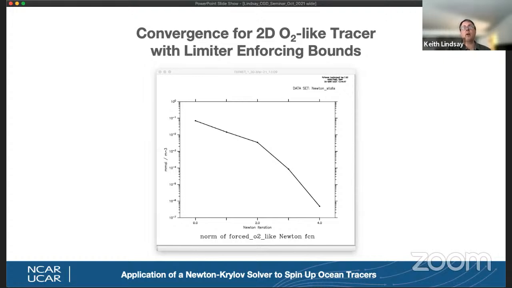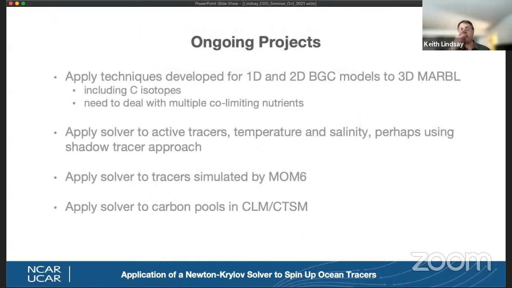So this framework of having this Python-based solver allows experimentation of ideas for the solver. There are some ongoing projects for the solver. One is to apply the techniques that I just mentioned from the 1D and 2D BGC models to the full-blown 3D MARBL model. So that's the shadow tracer approaches, and for nutrient source sink terms, and the limits for tracers like oxygen. We want to apply those to the full-blown 3D MARBL so that we can spin up the full-blown BGC tracers. We also want to be able to do this for the carbon isotopes in MARBL.